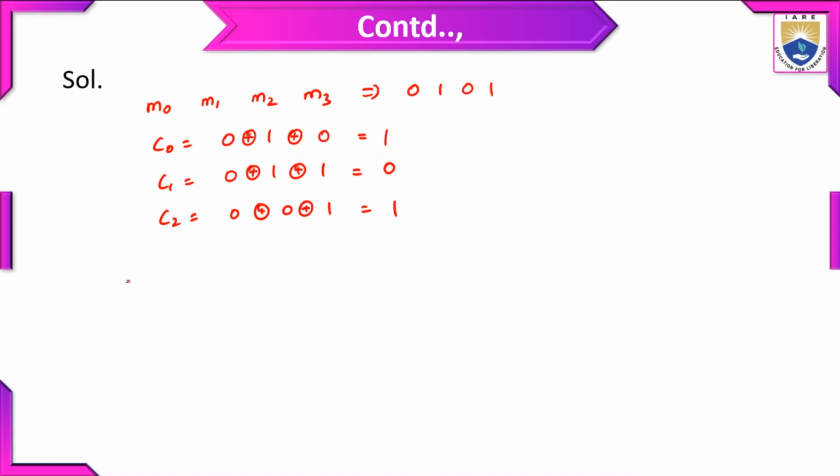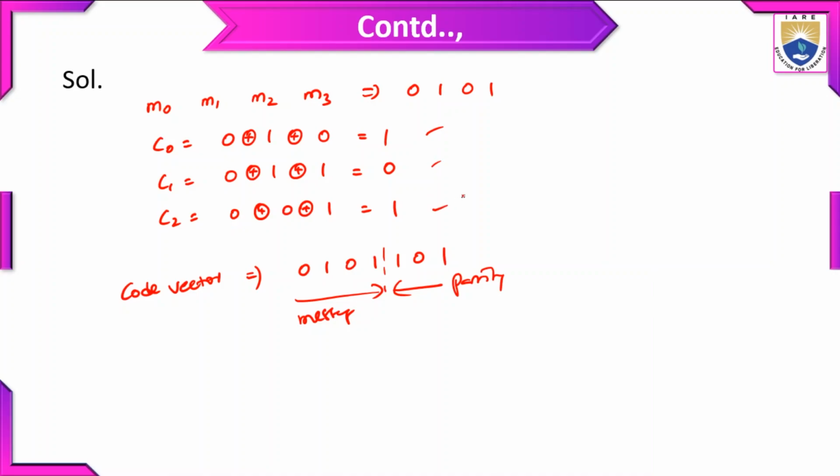So now the code vector is first the message, 0, 1, 0, 1, followed by 1, 0, 1. So this is the message and this is the parity. Previously we got all ones, 7 ones, so 3 ones are these parity values.